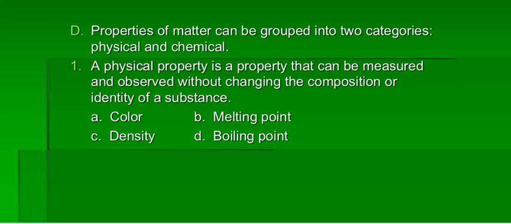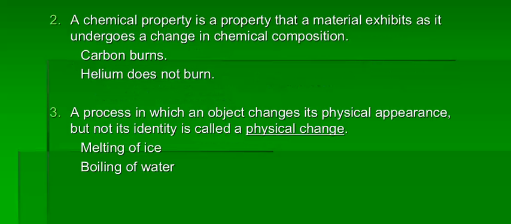Those are a few examples of physical properties, but a chemical property is a property a material exhibits as it undergoes a change in chemical composition. For example, carbon burns, but helium doesn't burn. That's a chemical property of carbon, that it does burn.